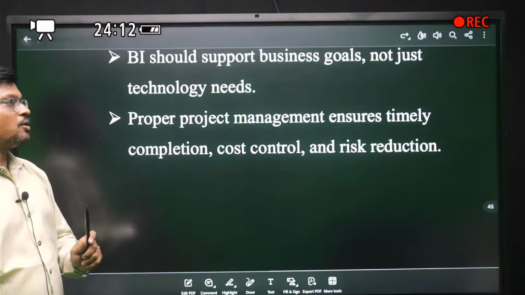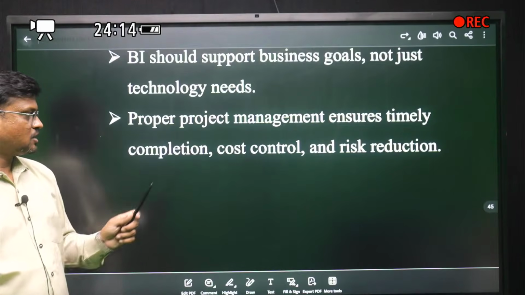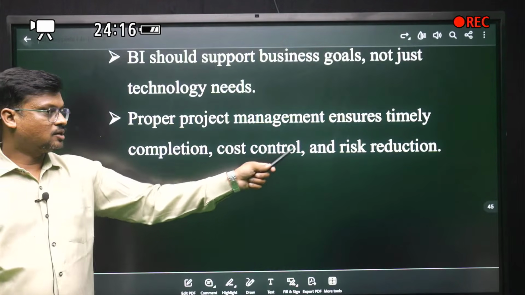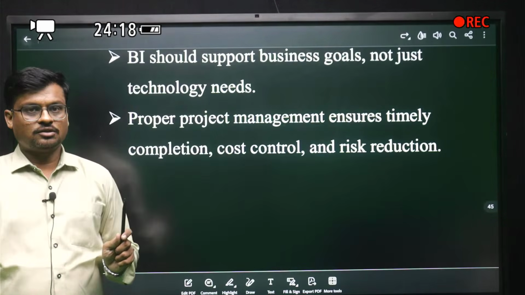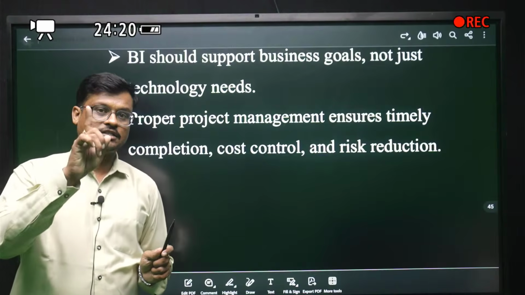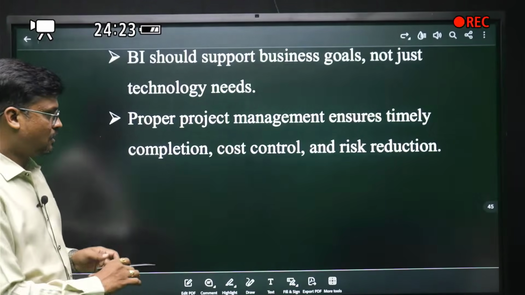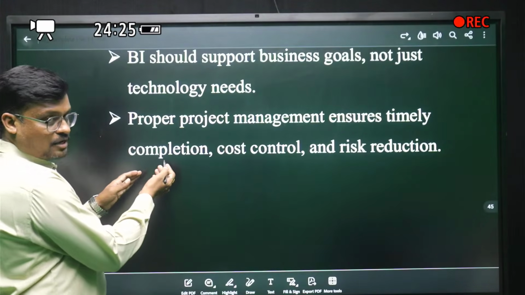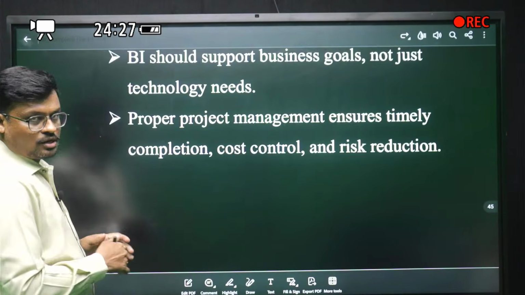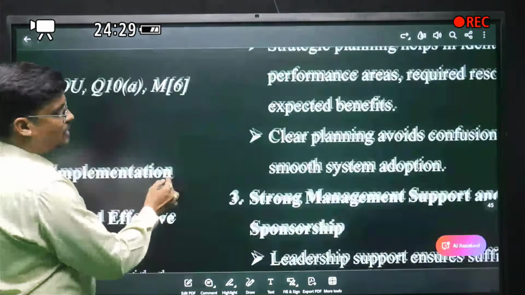Proper project management ensures timely completion, cost control, and risk reduction. So you should have better strategic planning, by which you will be able to achieve timely completion of your project, cost control, as well as risk reduction.